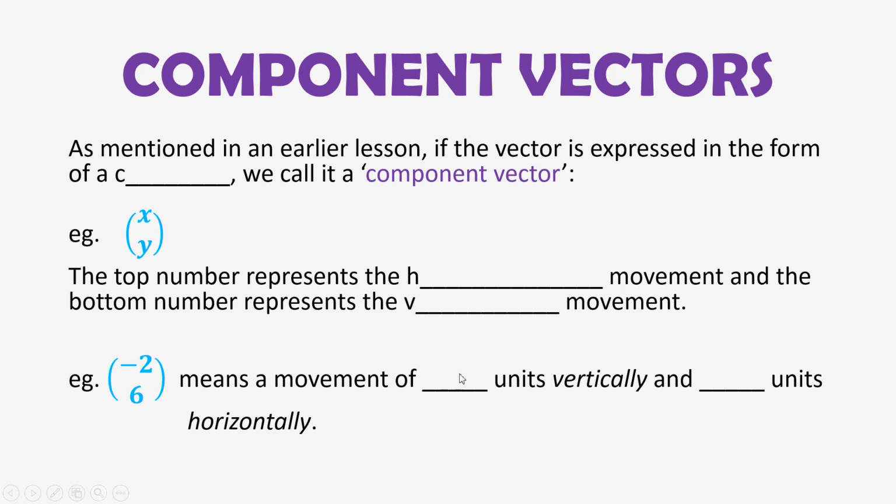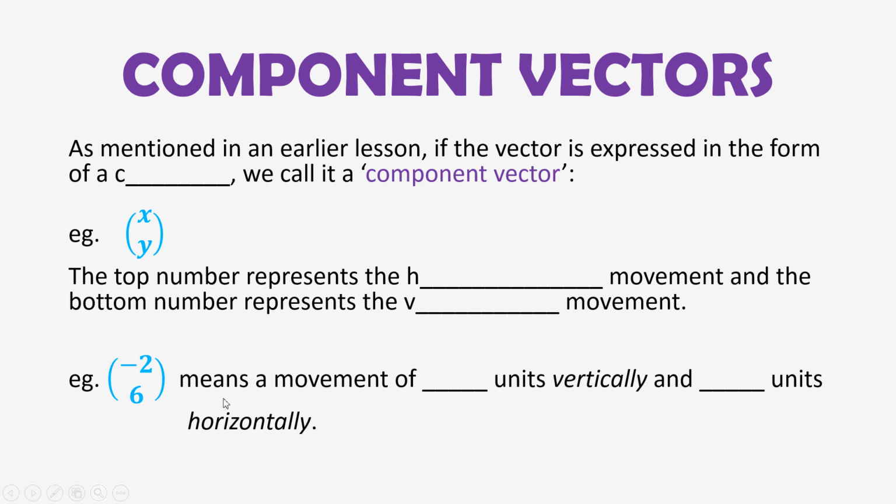You could put +6 if you want, or you could just write 6 because it implies positive if you just write 6. And how many units horizontally? It's -2. So +6 units vertically and -2 units horizontally. So meaning it's moved up 6 units and back 2 units. Or you can think of it as back 2 units and up 6 units, same thing.